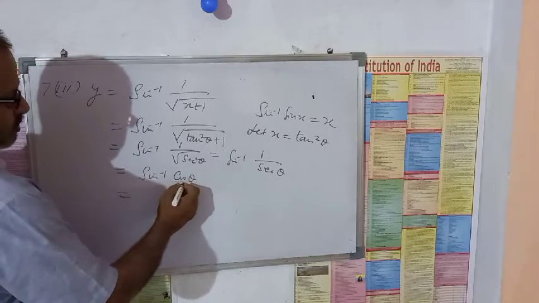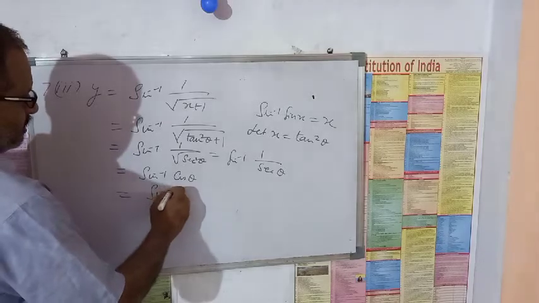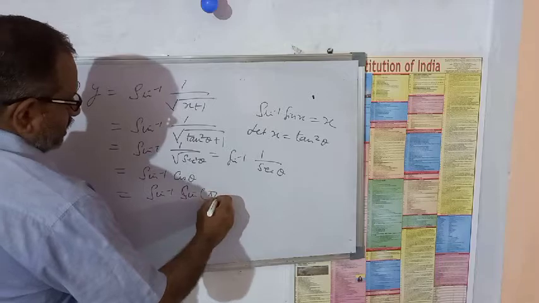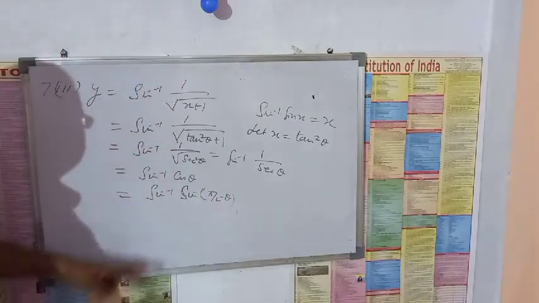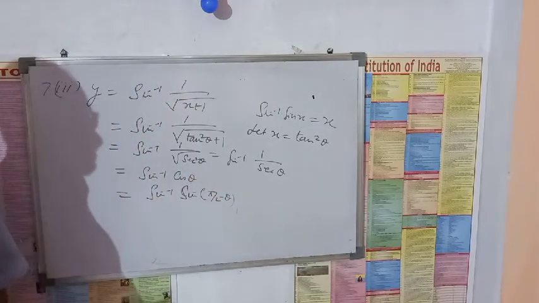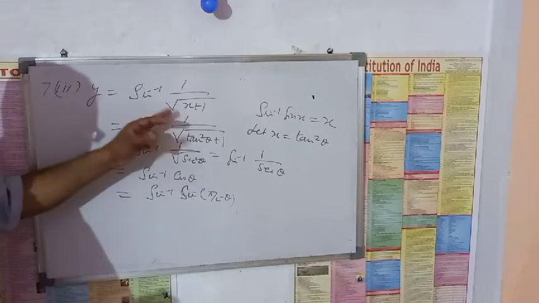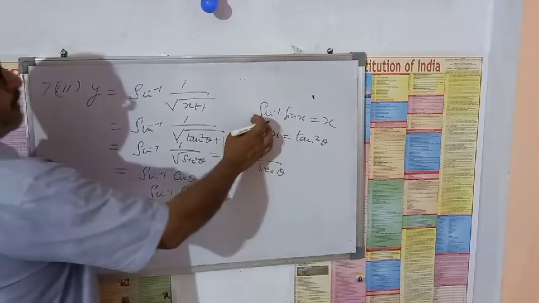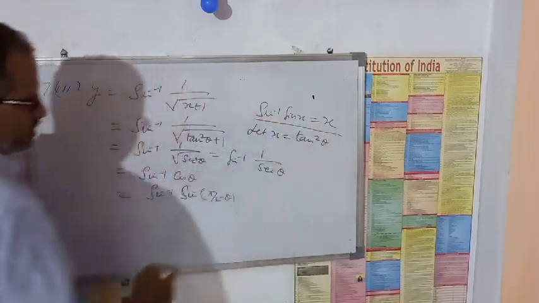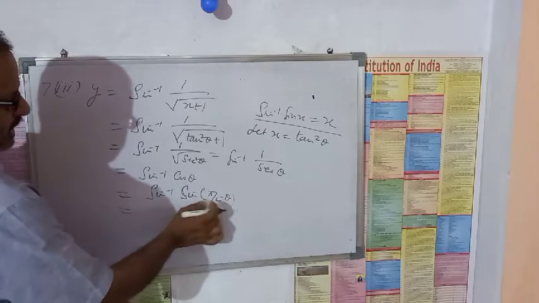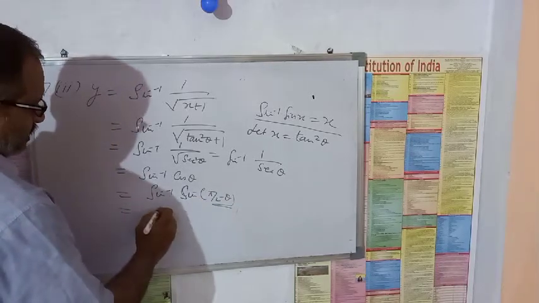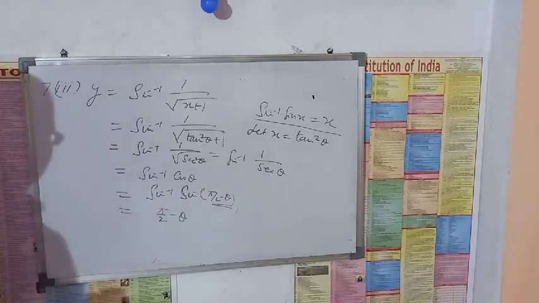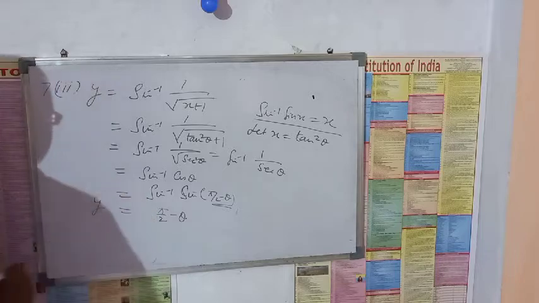But we have to change it into sine. So we can write it sine of 90 minus theta. We know that sine 90 minus theta is cos theta. So in this way, we have changed this one in terms of sine. Now apply this property, sine inverse sine x is equal to x. So sine inverse sine of pi by 2 minus theta, what is in place of x? Pi by 2 minus theta. So y is equal to pi by 2 minus theta.